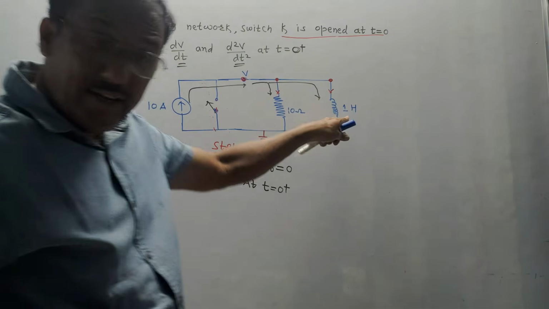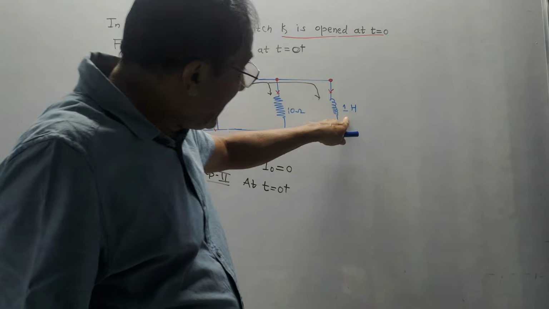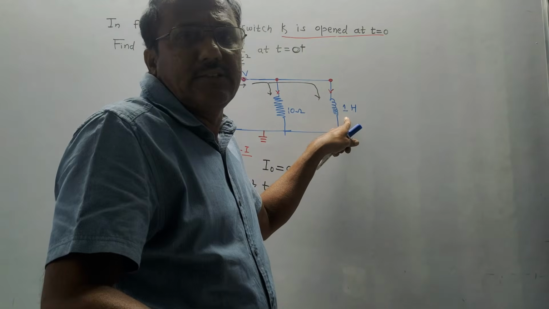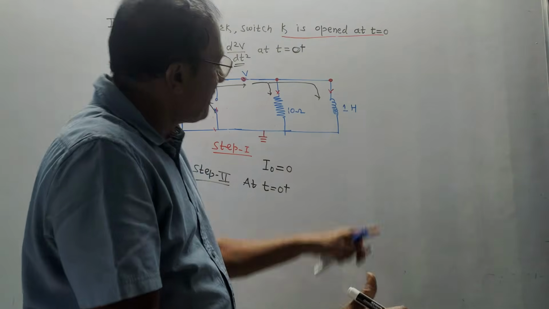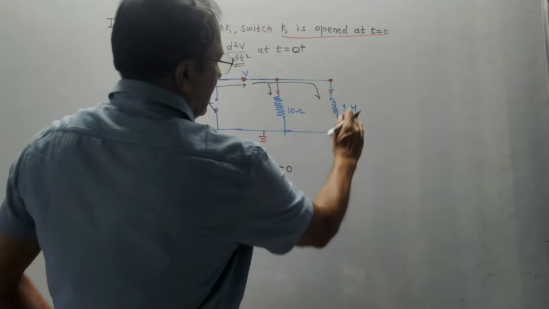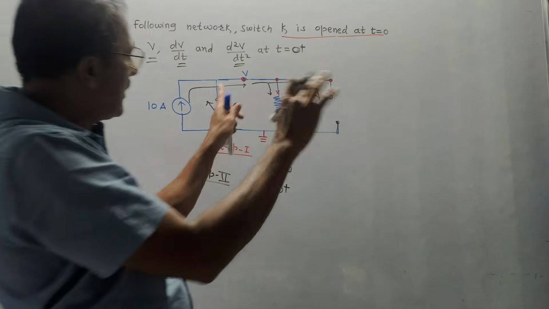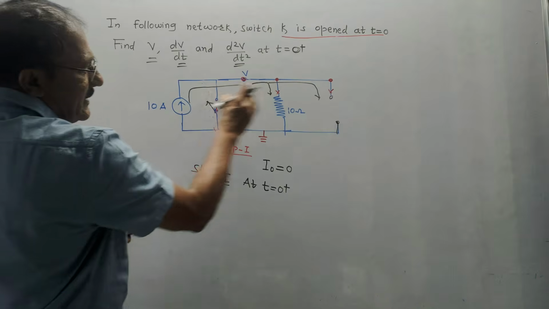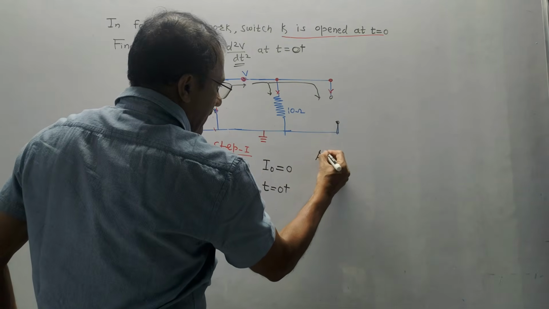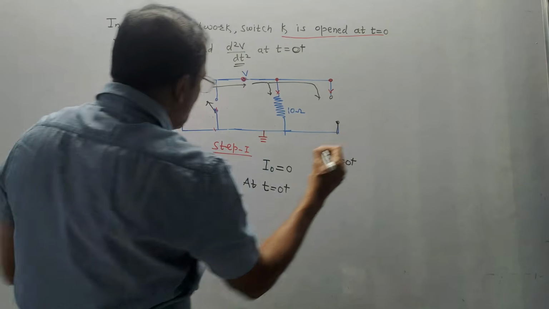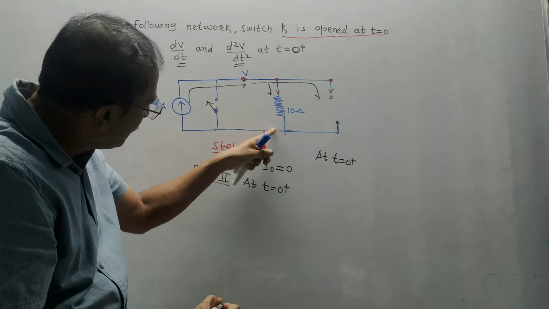Now here, for the inductor you need to refer to the table which we just discussed. So at t equals 0, what is the equivalent circuit for the inductor? At t equals 0, according to the table we discussed, the inductor acts as an open circuit. So I will remove this inductor and mark it as an open circuit. Now the diagram is very simple. The last branch is an open circuit. This is happening at t equals 0 plus.